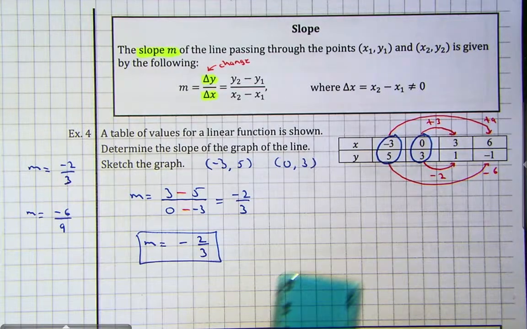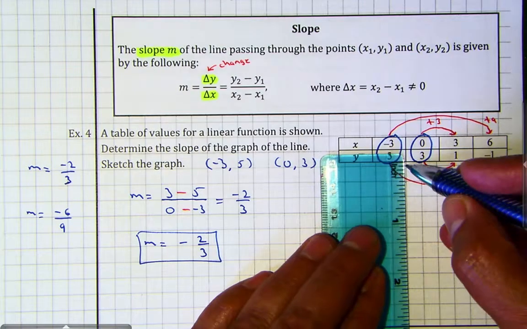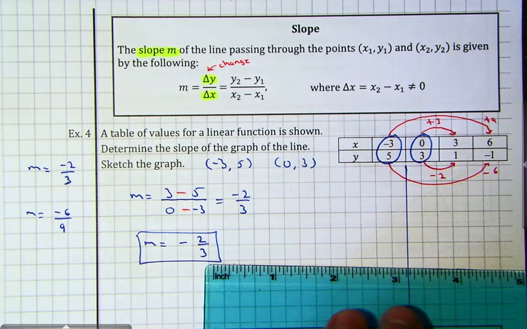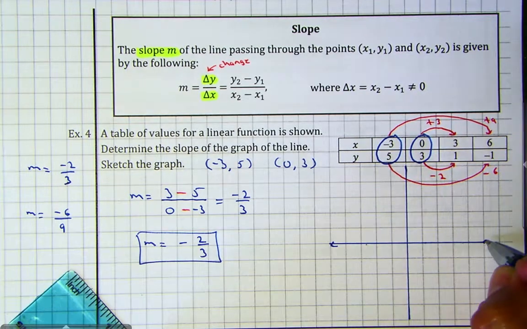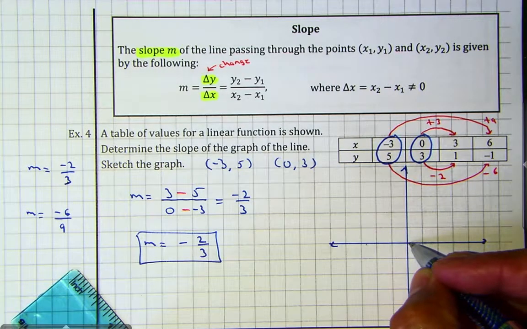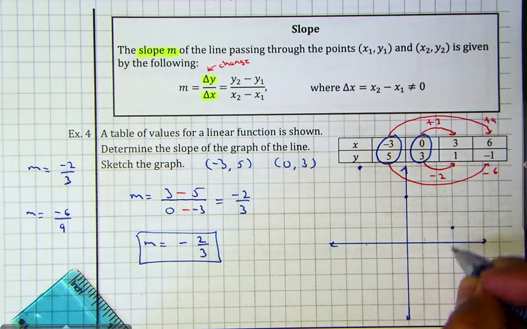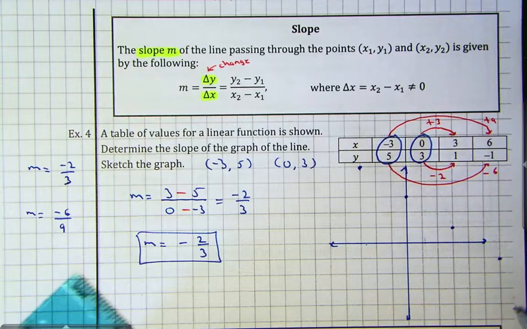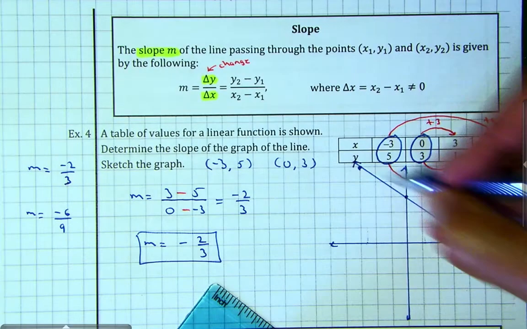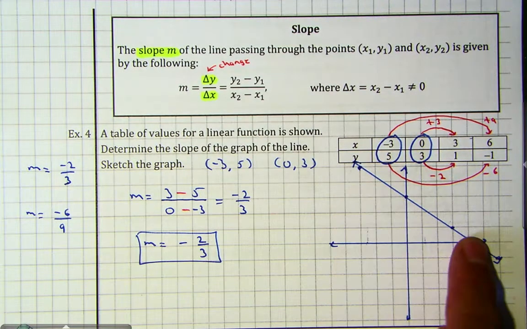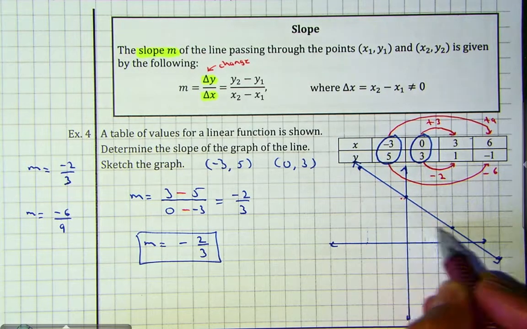So let's make a quick sketch. Let's make a 5 by 5 graph. And let's plot all the points: negative 3 and positive 5, 0 and 3, 3 and 1, and 6 and negative 1. And notice that this is a straight line, so therefore the slope is constant throughout. It's down 2 and over 3, down 2 and over 3, down 2 and over 3.